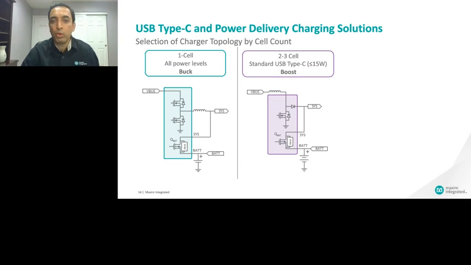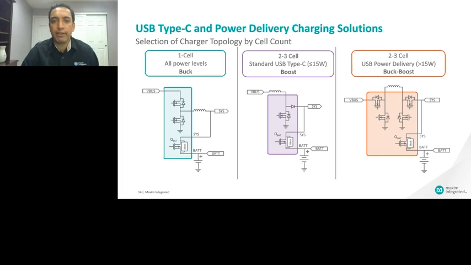Next, if you have a 2 or 3 cell application, but in some cases you may still have power levels which are less than 15 watts. So if the power level does not require USB power delivery, you're going to have a 15 watt maximum power, but a 5 volt input. And in that case, you need to boost your voltage up to the battery level, which may be 8 volts or 11, 12 volts, depending on whether it's a 2 or 3 cell battery. So with a 5 volt input and 8 to 13 volt output, you can always use a boost converter with integrated USB detection.